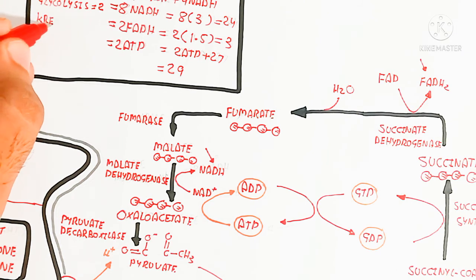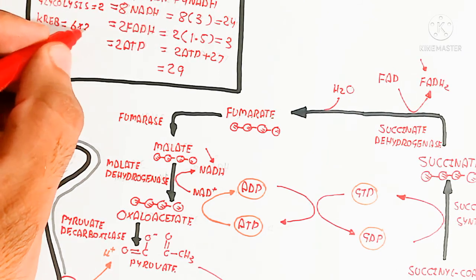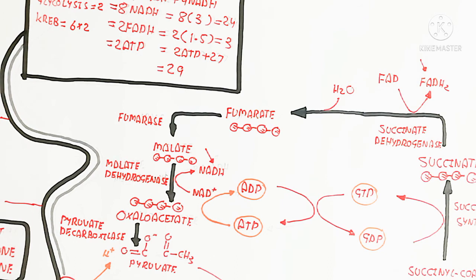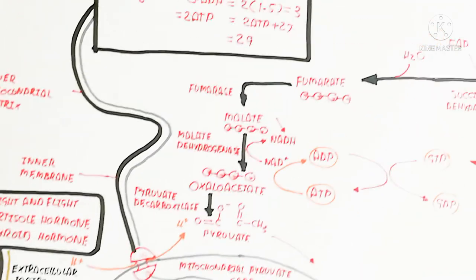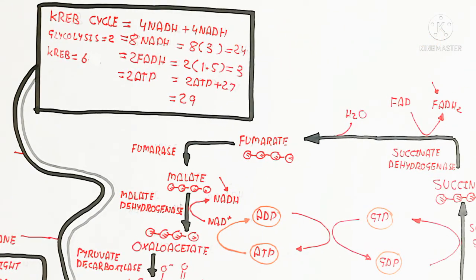So that is why the Krebs cycle produces a total of 6 NADH, and we can imagine that. Basically you should understand about the Krebs cycle: 8 NADH from the 1 glucose, so not 6 but 8, and FADH is 2. The Krebs cycle does not produce 6 but 8.